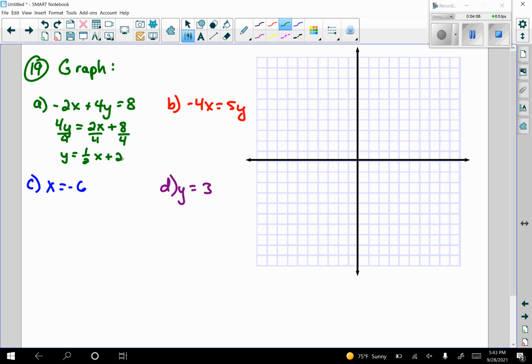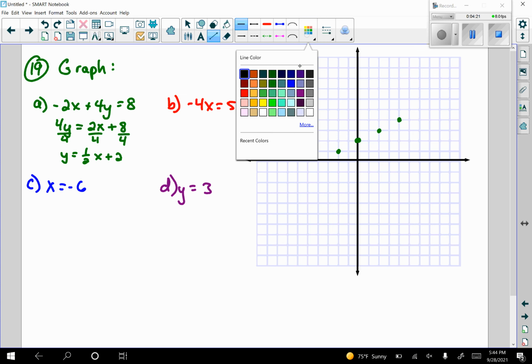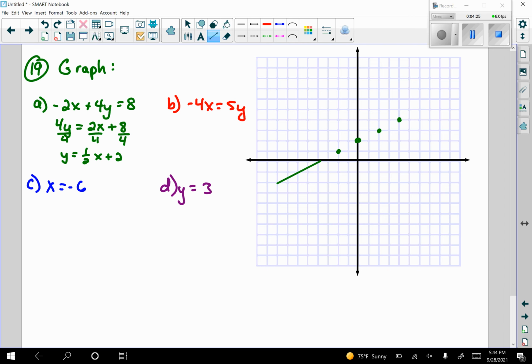So if we go over here and graph this, all of my squares just count as one unit. I start at 2 on my y-axis. My slope is positive 1/2, so I count up 1, 2 to the right, up 1, 2 to the right, or I can count down 1, 2 to the left. And then I'm going to draw a line going through that. And then I'm going to label this as A.